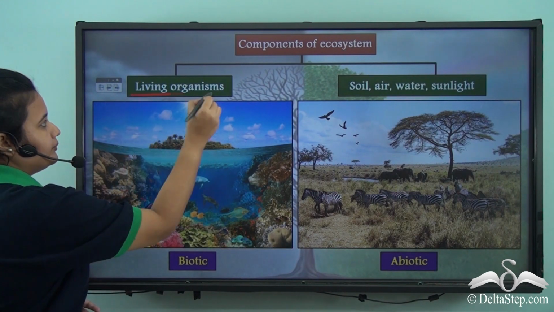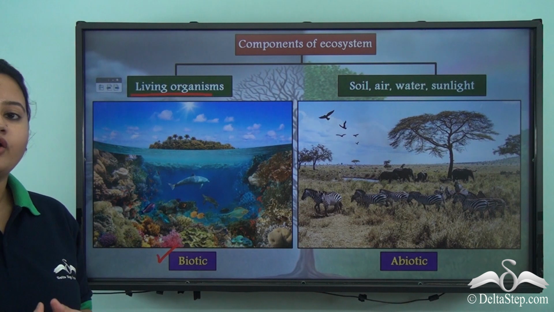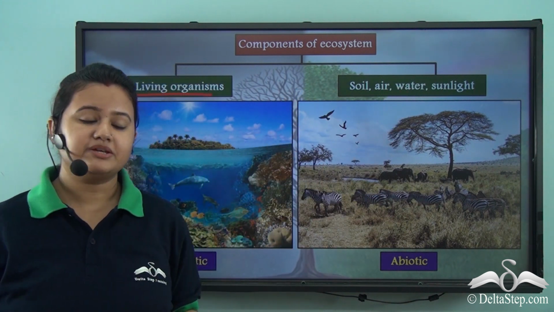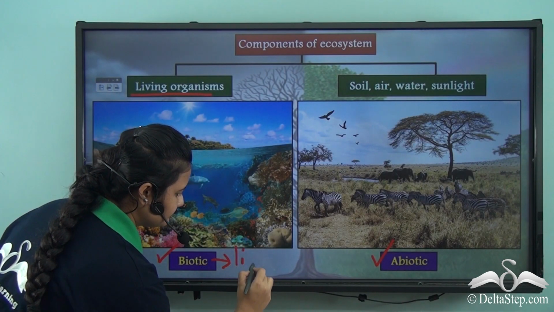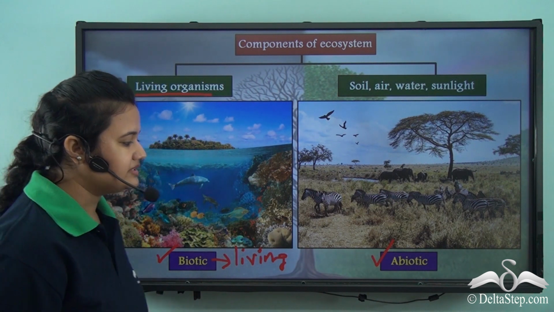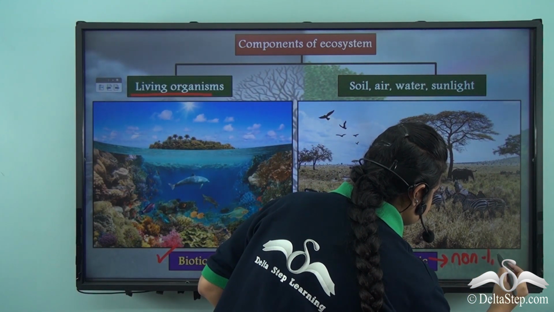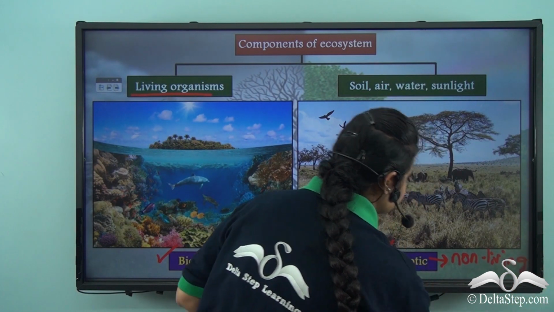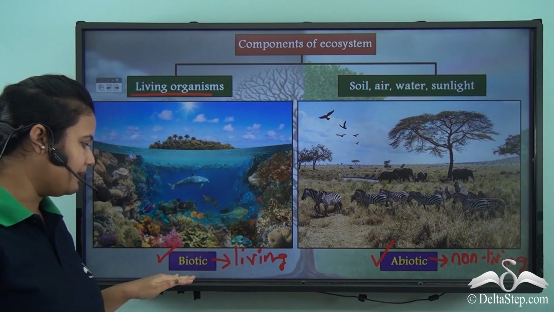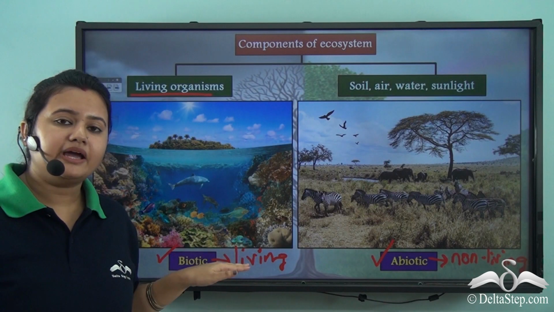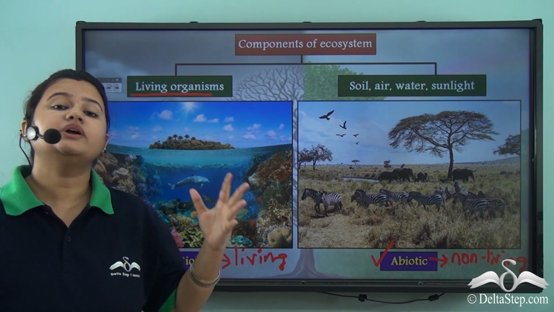Now, the living components or the living organisms of an ecosystem are referred to as biotic components, whereas the non-living components of an ecosystem are referred to as abiotic components. So, biotic means living, whereas abiotic means non-living. So, we can classify different components of an ecosystem into two parts, biotic and abiotic. Now, these biotic and abiotic components of an ecosystem always interact among themselves and there is a mutual dependence between them.